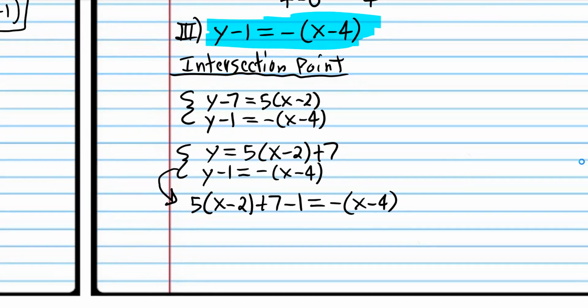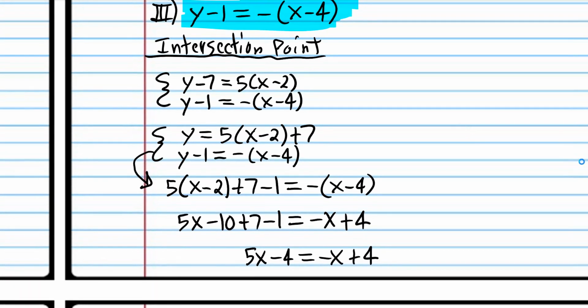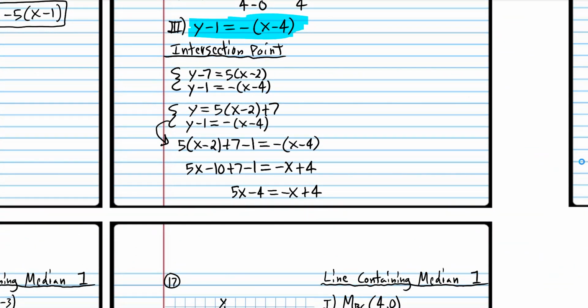So now all we have to do is solve this equation, and we're going to get rid of the parentheses first. So we use the distribution rule. 5 times x is 5x, and 5 times negative 2 is negative 10. And this is just considered to be negative 1, so negative 1 times x is negative x. Negative 1 times negative 4 is positive 4. So if we combine all this, we have negative 10 plus 7 is negative 3. Negative 3 minus 1 is negative 4. If we solve that, we get 4/3. Looks like x is going to be 4/3.